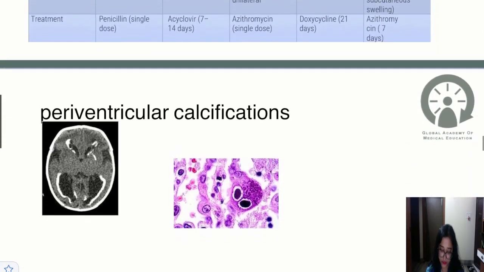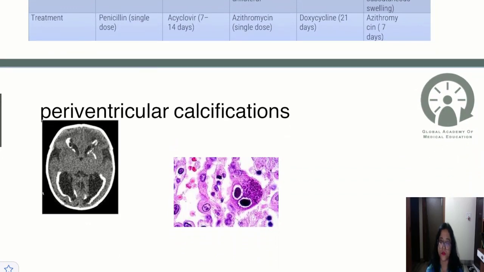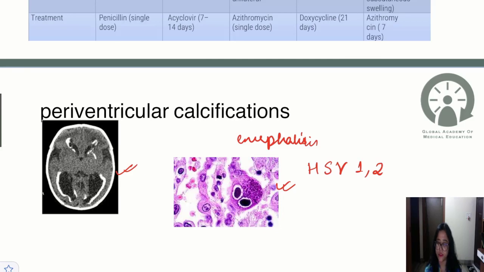Next, we had a question on periventricular calcification causing encephalitis in a child. They had not provided this image; they had provided this image which showed periventricular calcification, and the virus responsible here is herpes simplex virus. We have both types 1 and 2 which cause herpes simplex, which causes encephalitis, and it also causes meningitis known as Mollaret's meningitis.